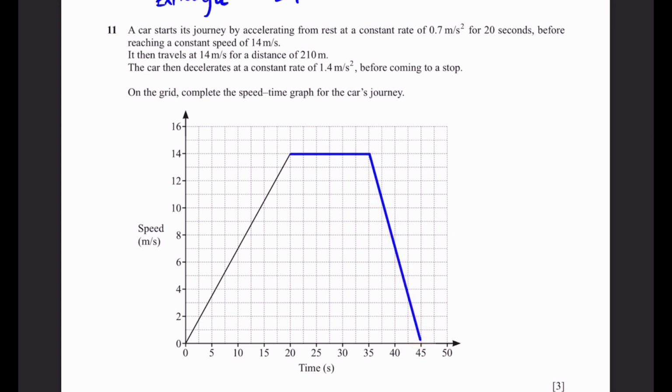Just a minute, this line looks a bit off, so I'm going to just pull this a bit. Yeah, now it's correct. So this is supposed to be a speed-time graph. That's the answer.